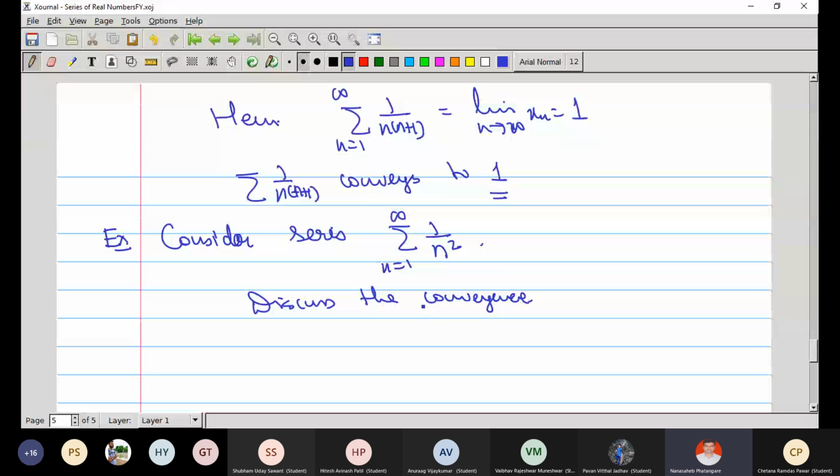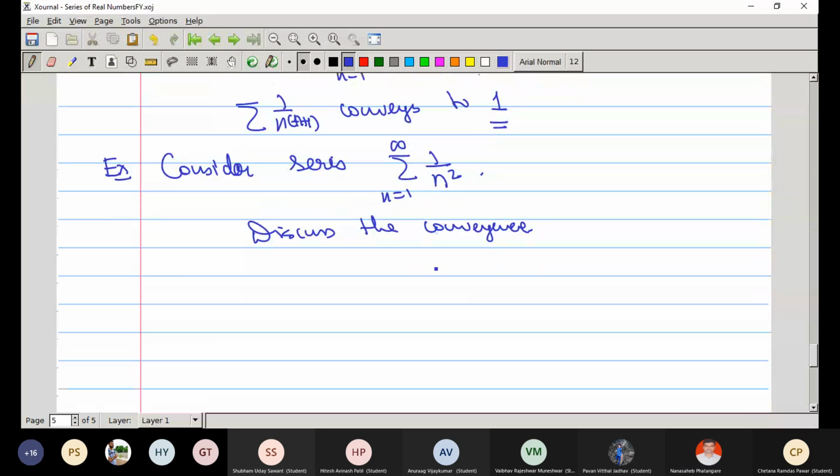Remember that key, whether the sum is finite or not, that means whether the series is convergent, we are interested in that question. Finding the exact sum is a difficult job, but whether the sum is finite or not is easy to determine. So consider, construct, what is the first step? Construct a sequence of partial sums.